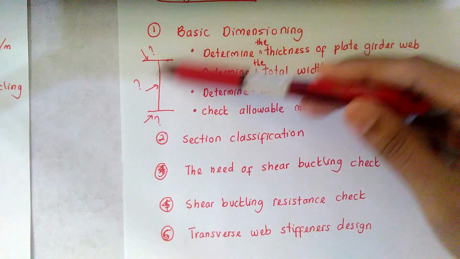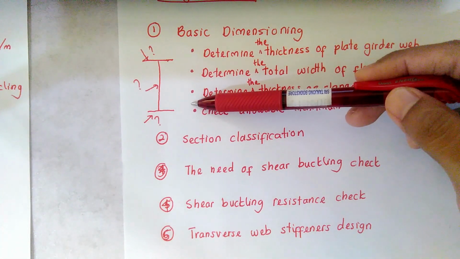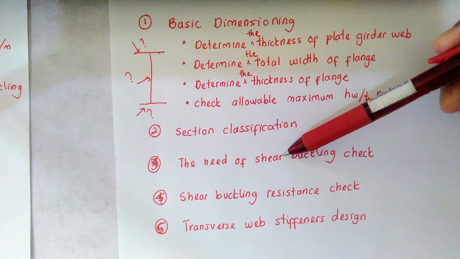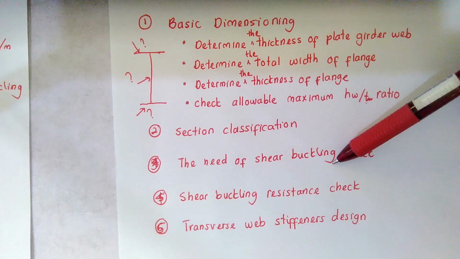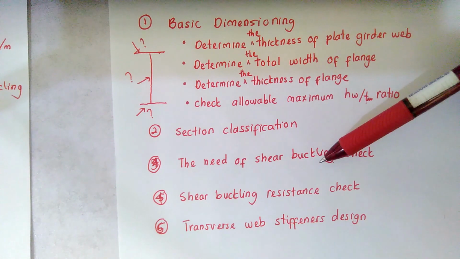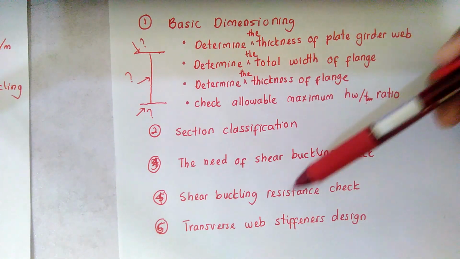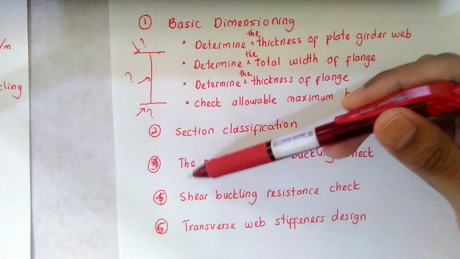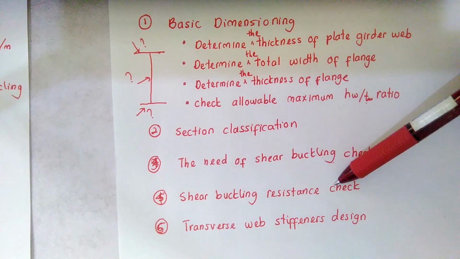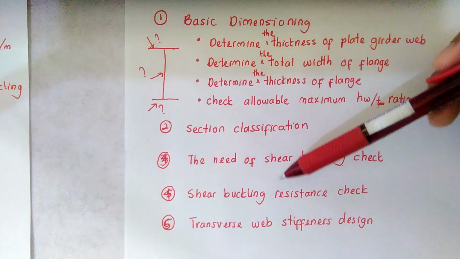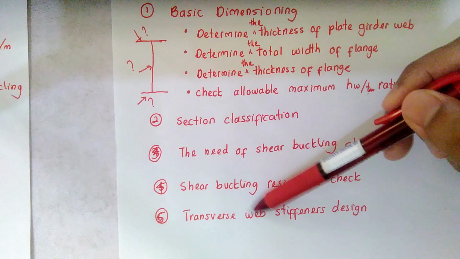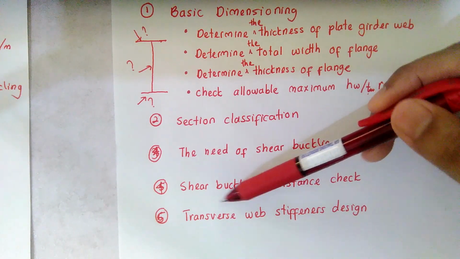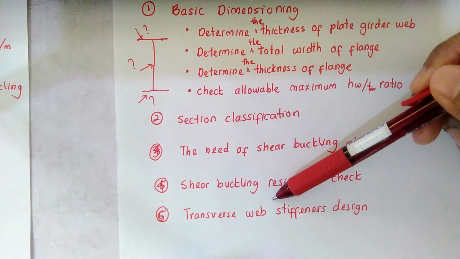So you may end up with a slender section. When you end up with a slender section, usually in step 3, which is to check for the shear buckling resistance design, you will end up with an answer whereby you need to go for the next step, which is the shear buckling resistance check. And the last thing you need to do is to check your transverse web stiffener design.